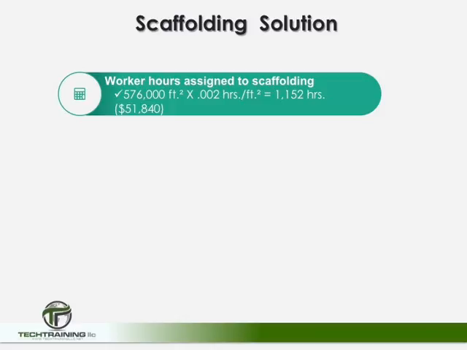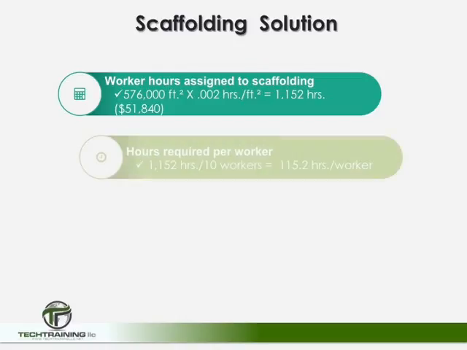Now if we take the 1,152 hours and multiply it by the $45 per hour that each worker is going to get, the estimated cost of erecting the scaffolding is $51,840. The next step is to determine the amount of hours required per worker. Well, if the total project is going to take 1,152 hours and we have 10 workers, each worker is going to put in 115.2 hours.